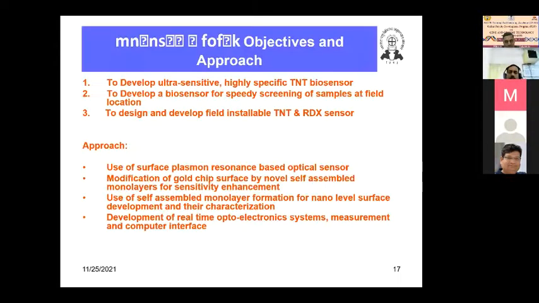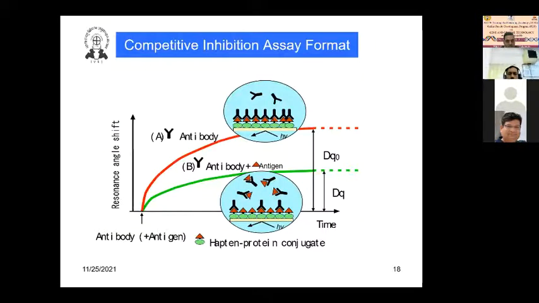So we may go through the next slides that are coming. These are the ultrasensitive ones. Okay, next, move to the next one.